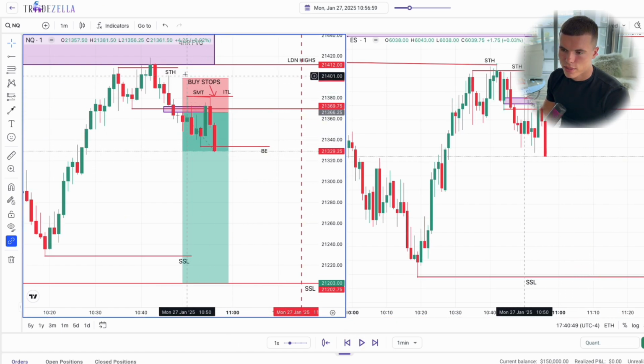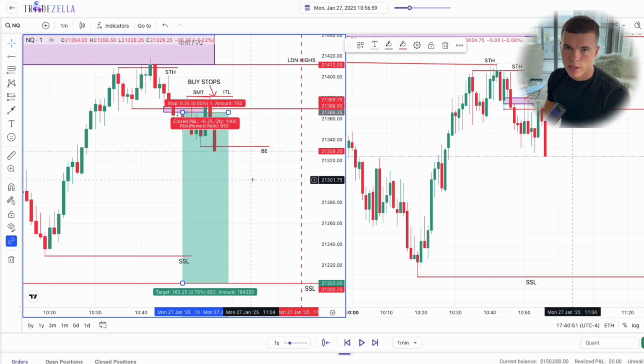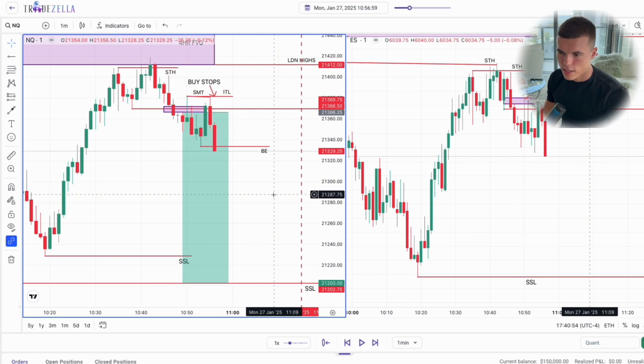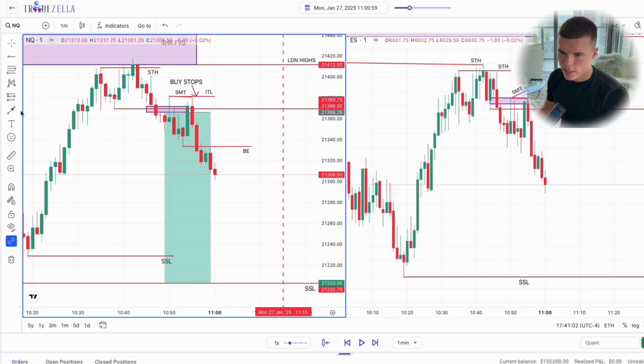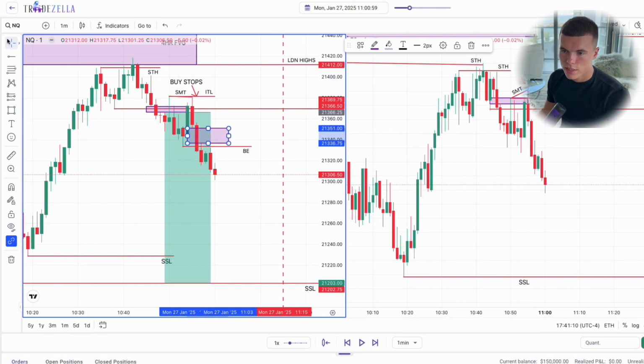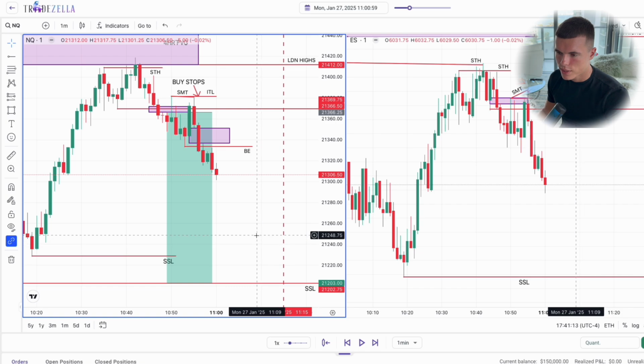So now price has taken that short-term low. I'm going to trail my stops towards break even. It's a completely risk-free trade. So as you can see here, we created a bearish fair value gap paired with this mitigation block on NQ. So every bearish confluence for price should get respected all the way towards that point of sell side.